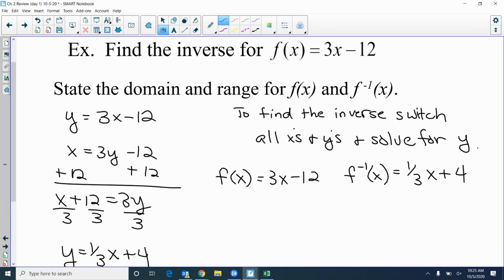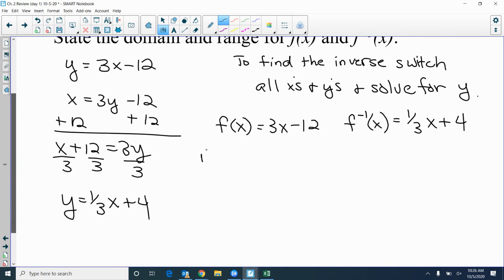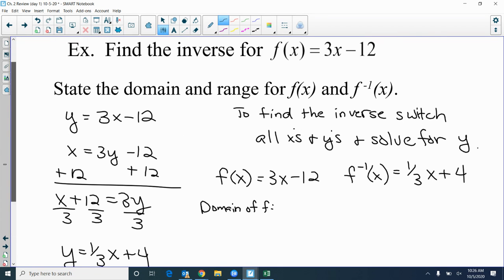All right, what's your domain and range? Before that, are we dividing anything in the denominator? Nope. Do we have any square roots? Nope. So domain and range, or domain for both functions, are all real numbers. Okay. So domain of f is negative infinity to infinity.